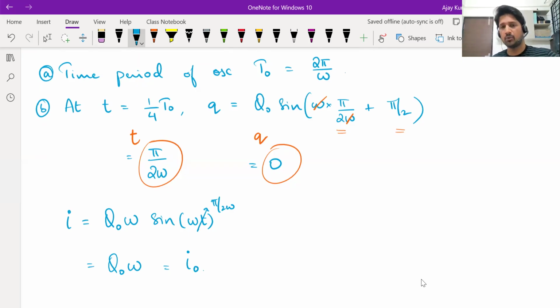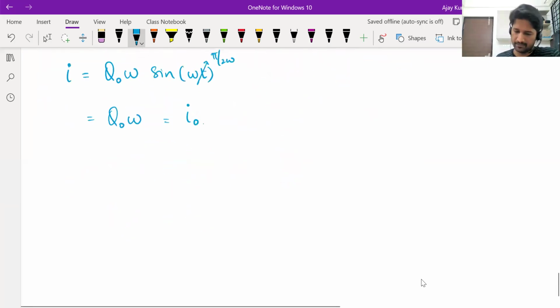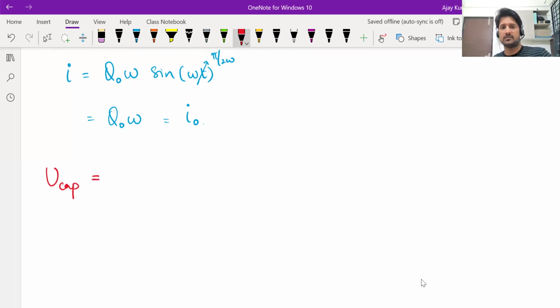Okay, in fact, we can prove also that the energy lost by the capacitor is equal to the energy gained by the inductor. Let us do that. One of you quickly tell me the formula for energy stored in a capacitor in terms of charge. In terms of charge, what is the formula for energy stored in a capacitor? Half CV square, sir. Yeah, where is charge in that equation?